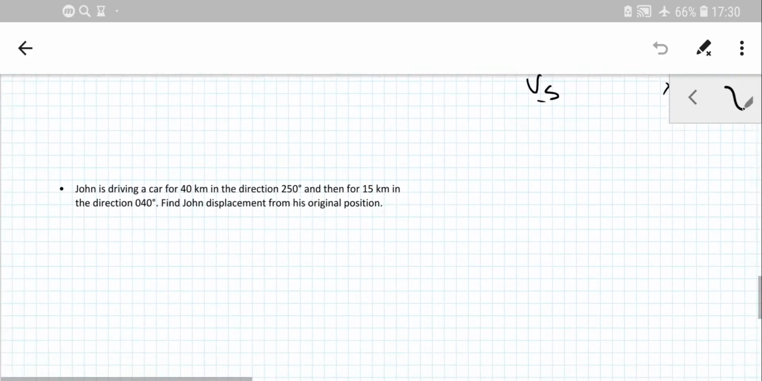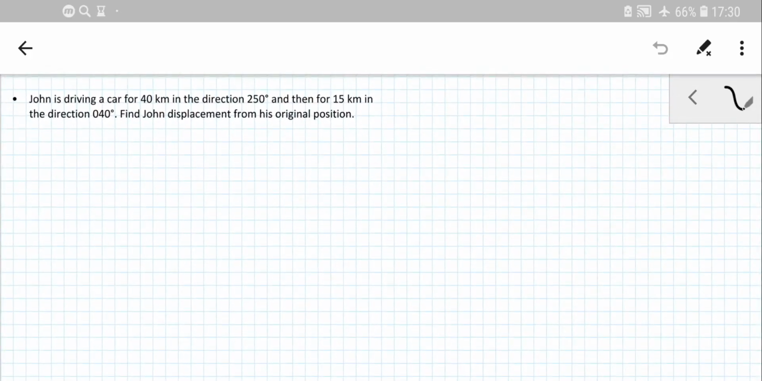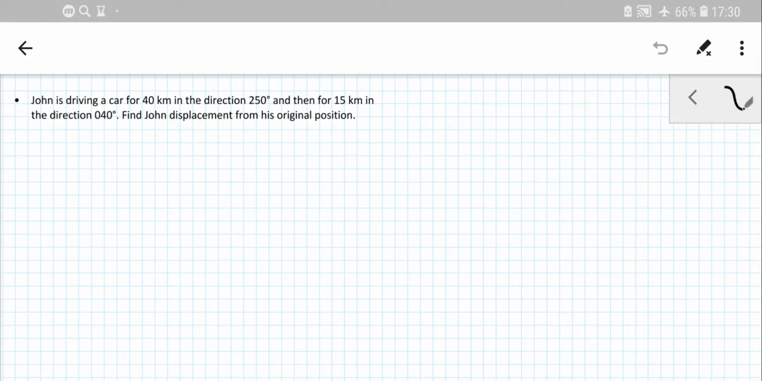Here is the problem. That's typically a bearings-like problem where you encounter exactly this sort of task that you need to accomplish using the cosine rule. Okay, let's get started. Here is John. He's driving a car for 40 kilometers in direction 250, and then for another 15 kilometers in another direction, 40 degrees. So definitely they consider bearings, and the vector approach is the easiest one and fits the problem's conditions. Okay, so you need to find John's displacement from his original position. All right, so let's get started.